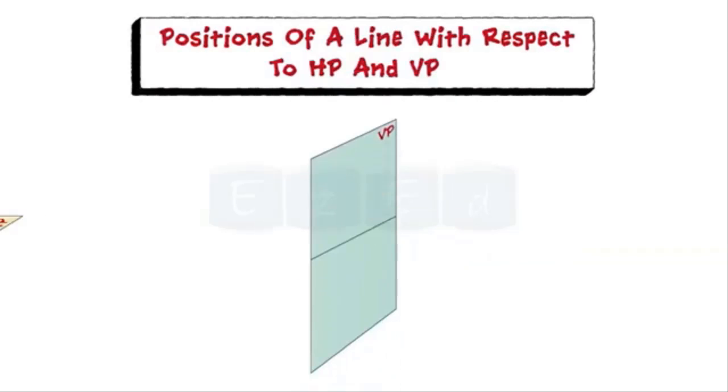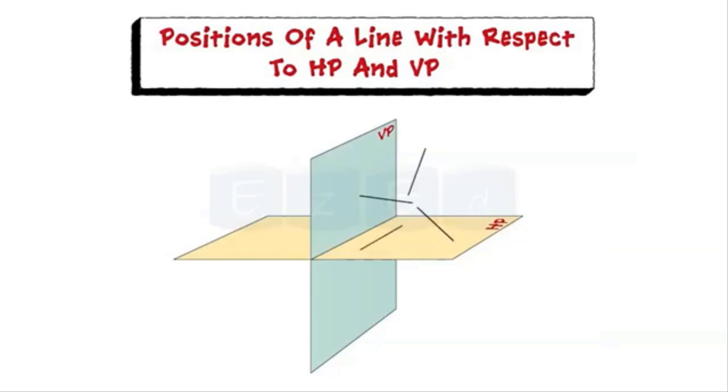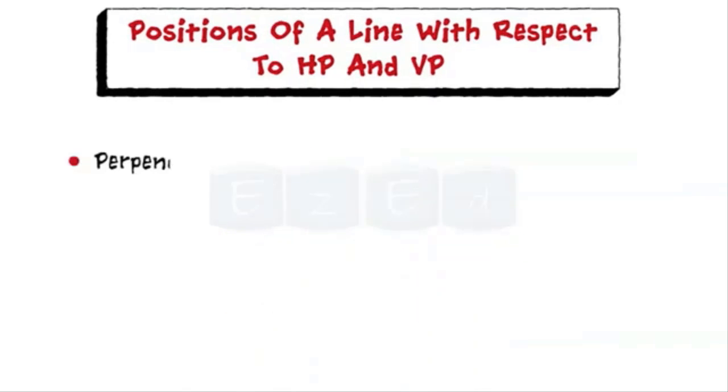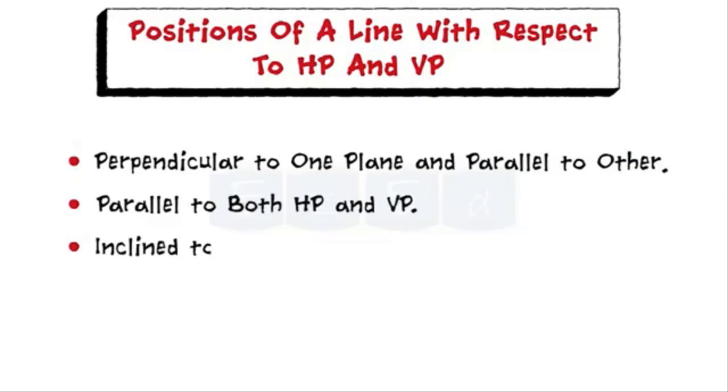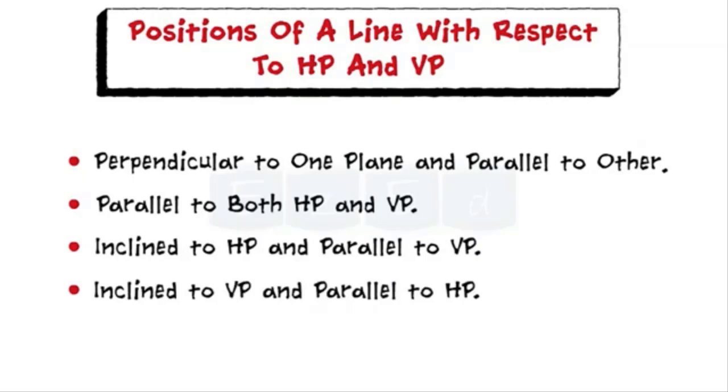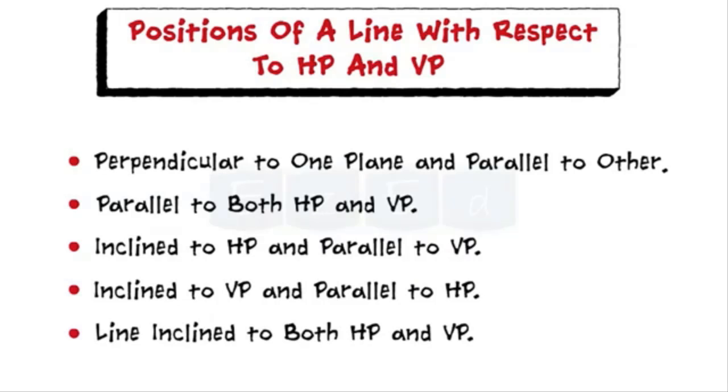Let us see positions of a line with respect to HP and VP. A line may occupy infinite number of positions in space with respect to HP and VP. The various positions may be classified into the following types: perpendicular to one plane and parallel to the other, parallel to both HP and VP, inclined to HP and parallel to VP, inclined to VP and parallel to HP, and line inclined to both HP and VP.